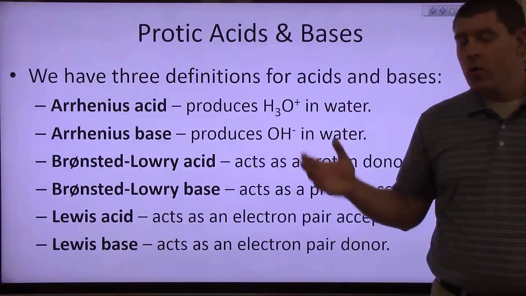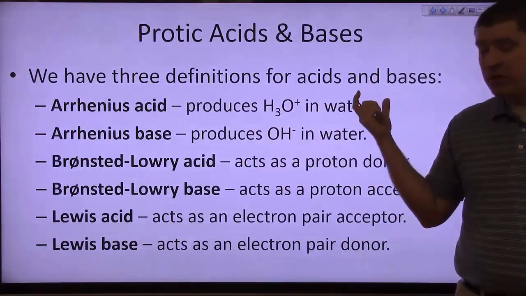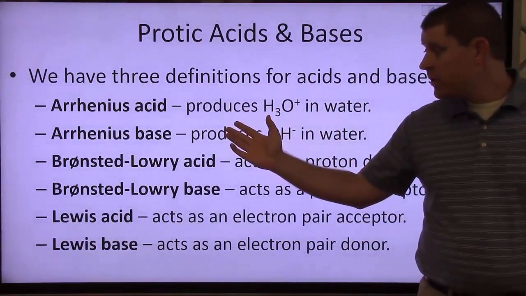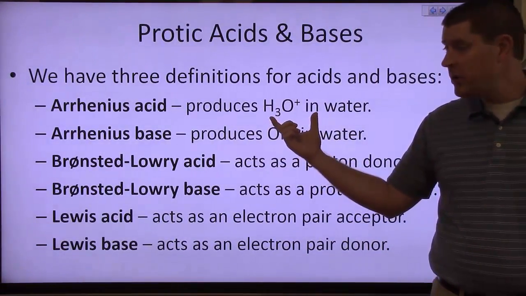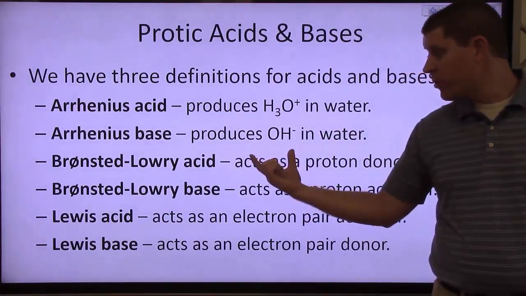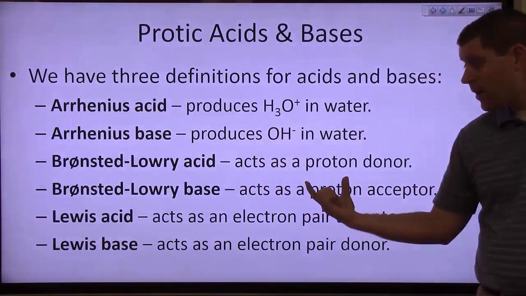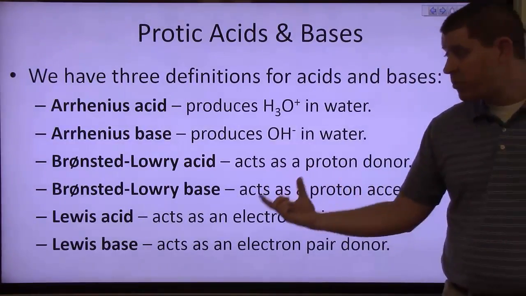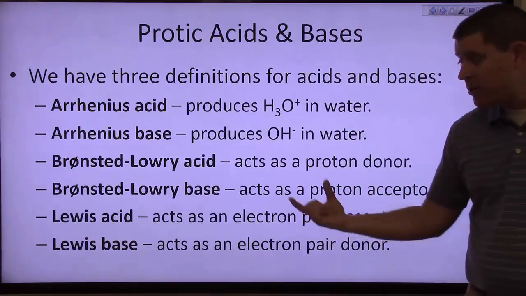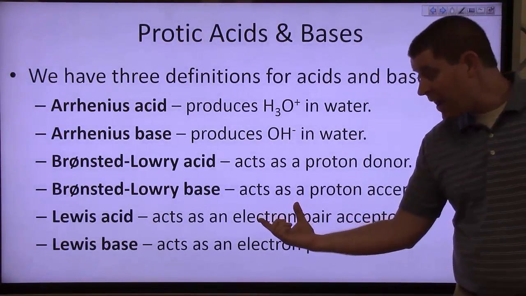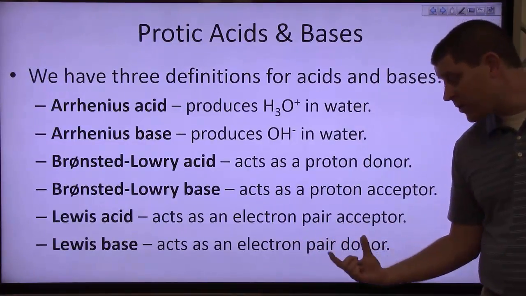So remember that we have 3 different definitions in chemistry for what acids and bases are. We have the Arrhenius acid, which produces hydronium ion in water or H+ in water. We have an Arrhenius base, which produces hydroxide ions in water. We have a Bronsted-Lowry acid that acts as a proton donor. We have a Bronsted-Lowry base, which acts as a proton acceptor. And we have a Lewis acid, a Lewis base. The Lewis acid acts as an electron pair acceptor. The Lewis base acts as an electron pair donor.